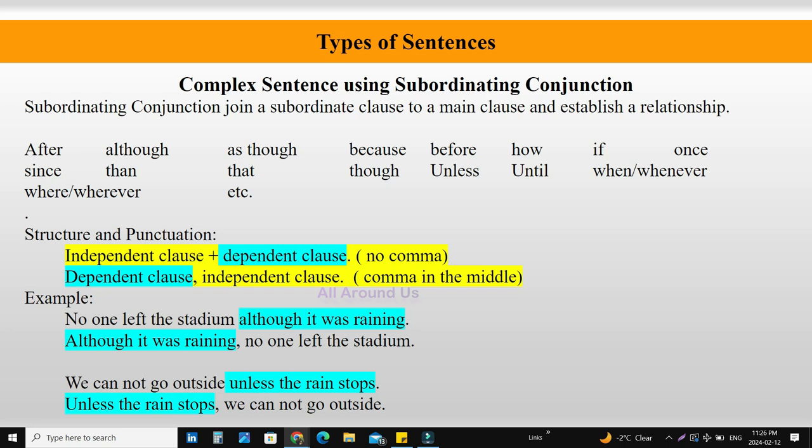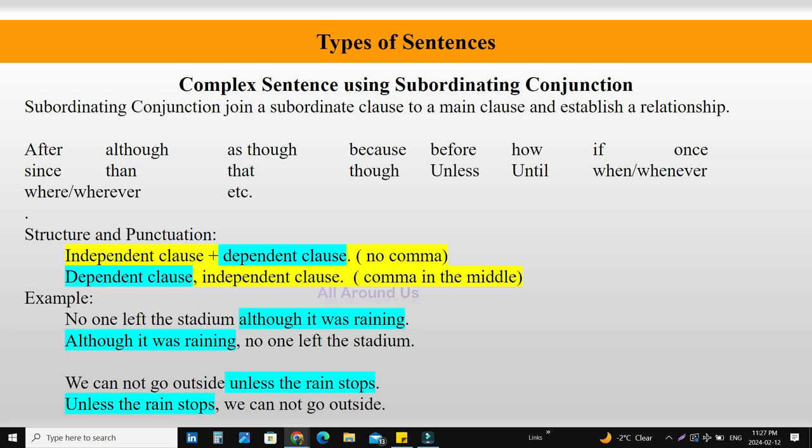Complex sentence creation using subordinating conjunction. Subordinating conjunctions join a subordinate clause to a main clause and establish a relationship. Examples of subordinating conjunctions are after, although, as though, because, before, how, if, once, since, then, that, though, unless, until, when or whenever, where, wherever, etc.